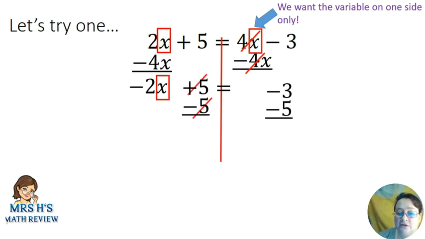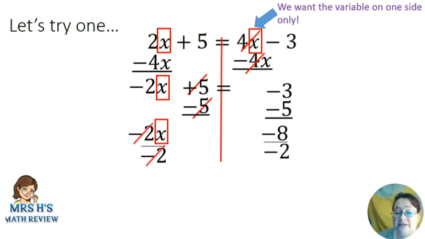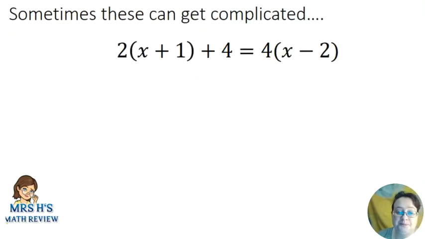My 5's cancel. Negative 2x comes down. Negative 3 minus 5 is negative 8. So now I have negative 2x equals negative 8. I need to get rid of my negative 2. Negative 2x means negative 2 times x, so I'm going to divide by negative 2. And what I do on the left, I have to do on the right. My negative 2's cancel, and I get x equals negative 8 divided by negative 2, which is 4. So x equals 4 is my answer.